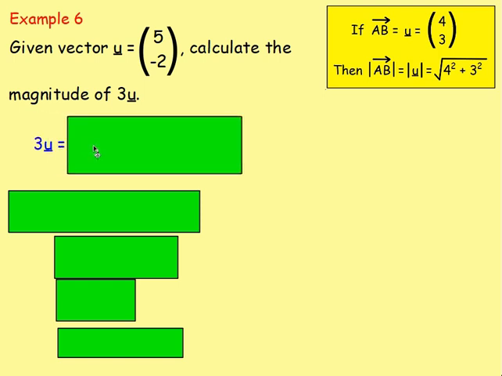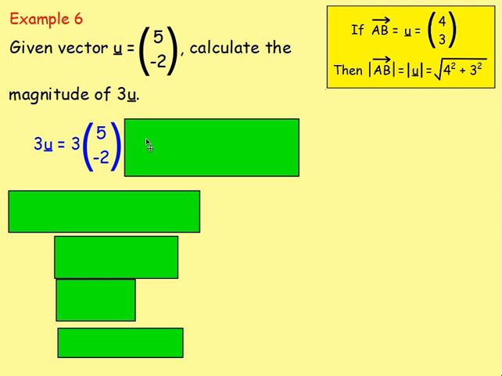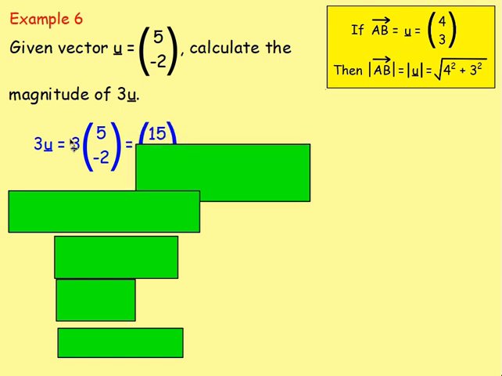Yeah, we would have to work out what 3u is. So that is just going to be 3 times vector u. So it's 3 times the 5, negative 2. In order to work that out, just multiply each of these numbers by 3. So 3 times 5 gives us 15, and 3 times negative 2 is negative 6. That is the vector 3u.